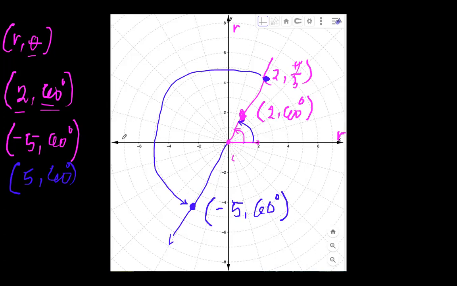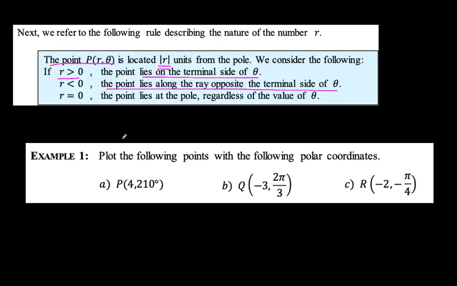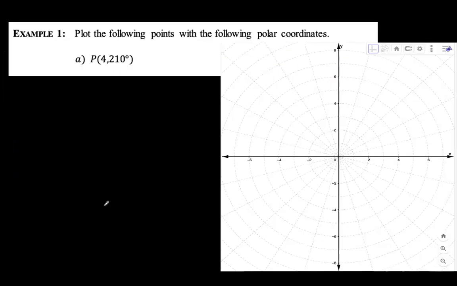But let's discuss more of how to plot points or polar coordinates in the polar coordinate system. Okay, let's have more examples in this. So let's have this one. Now we plot the following points with the following polar coordinates. Letter A. So in letter A, we have a positive radius, which is 4, and the angle measure is 210 degrees. So let's identify.